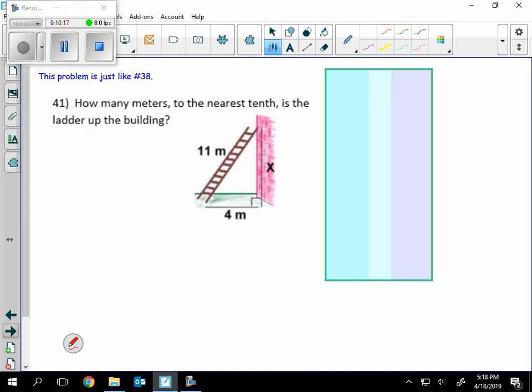All right, number 41 is just like number 38. I'd like you to look back at 38 before you watch me do this one and try it on your own. Okay, I hope you try it on your own.